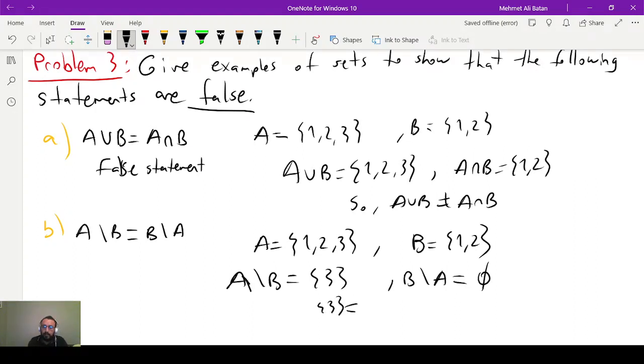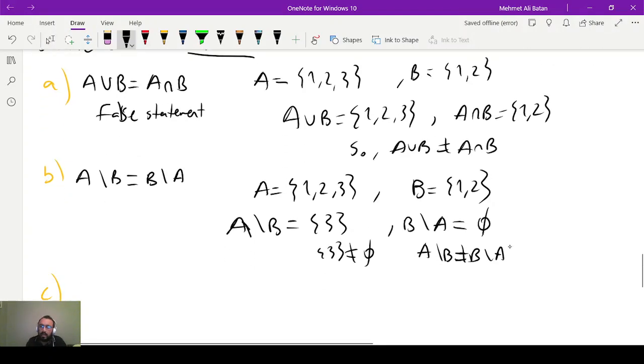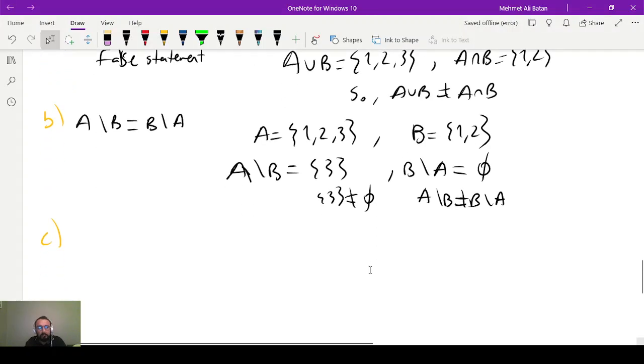Clearly these are different sets. One has cardinality 1 and the other one has cardinality 0. So these are not equal sets. You can construct lots of examples, but as I told you, one of them is enough. Okay, one of them is enough. You don't have to find two different examples. One specific example does the job.